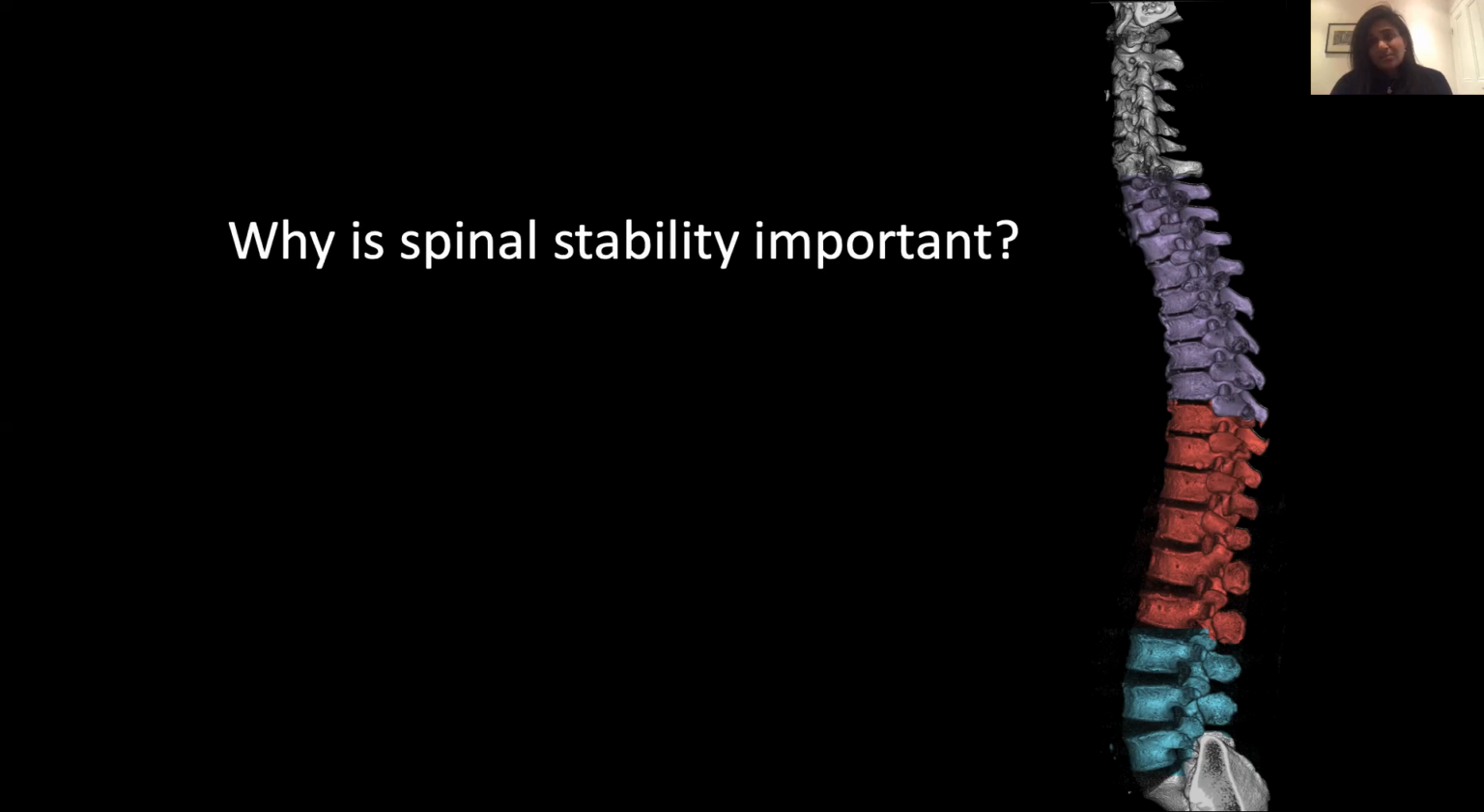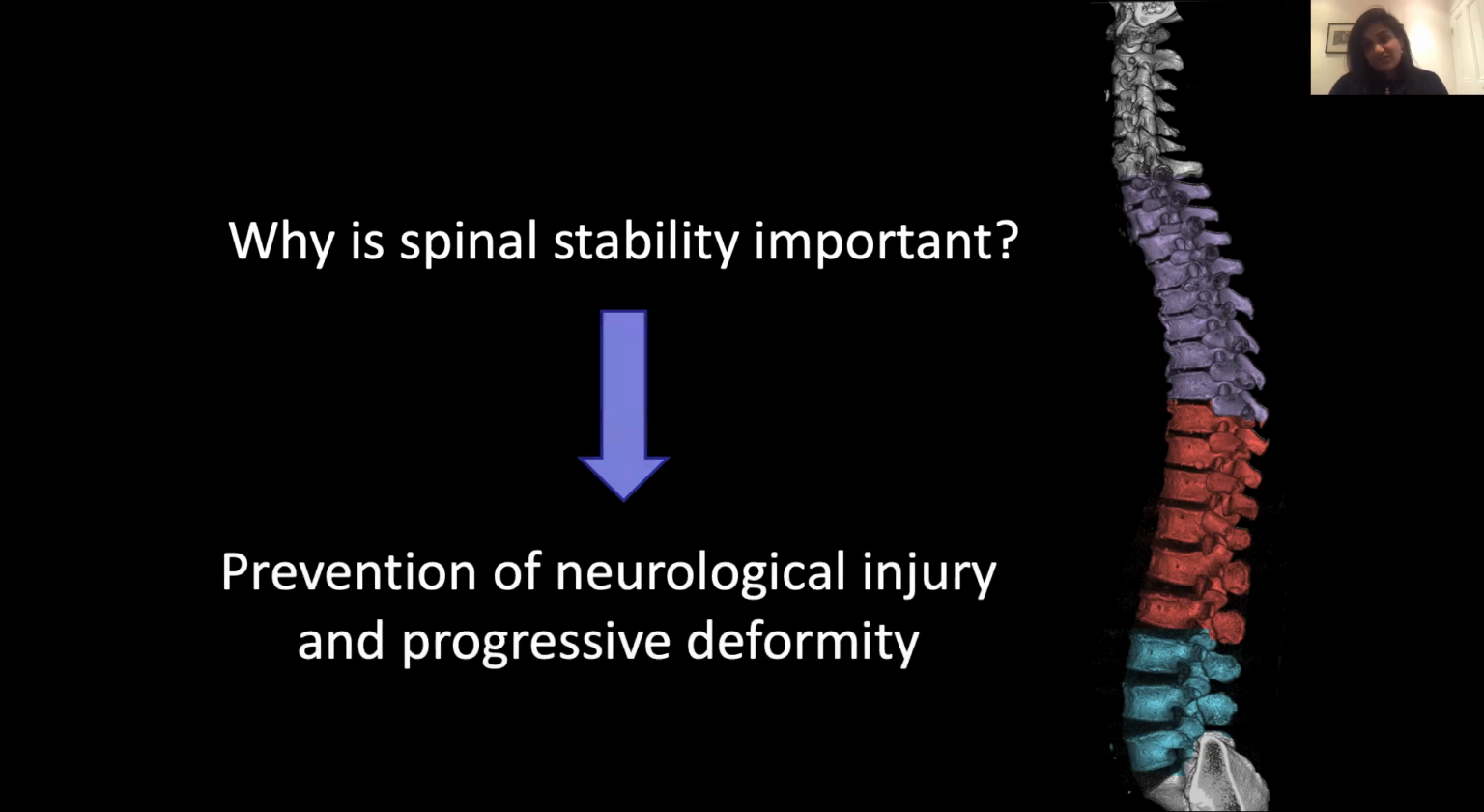So why is spinal stability important, and what is spine stability? Well, spine stability is basically defined as the ability to prevent the development of neurological injury and progressive deformity in response to physiologic loading and normal range of movement. And it's dependent on both osseous and ligamentous components, and injury to either or both of those can result in spine instability that will require surgical stabilization.